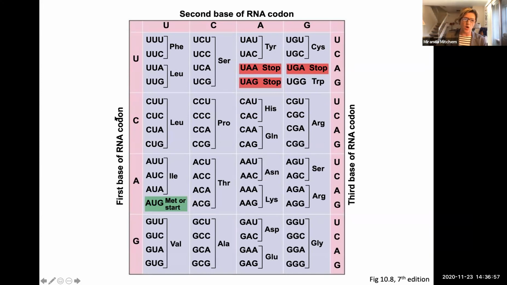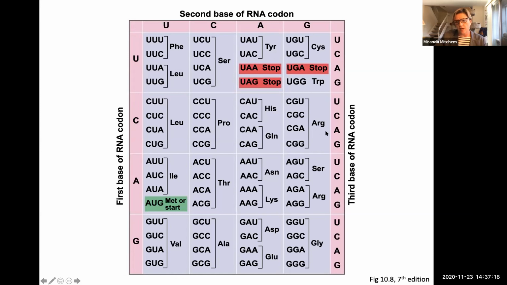So we've got position 1, position 2, position 3 of the codon. This third position is actually pretty interesting. It's called the wobble position, because in many cases it can be anything and it doesn't change the amino acid.